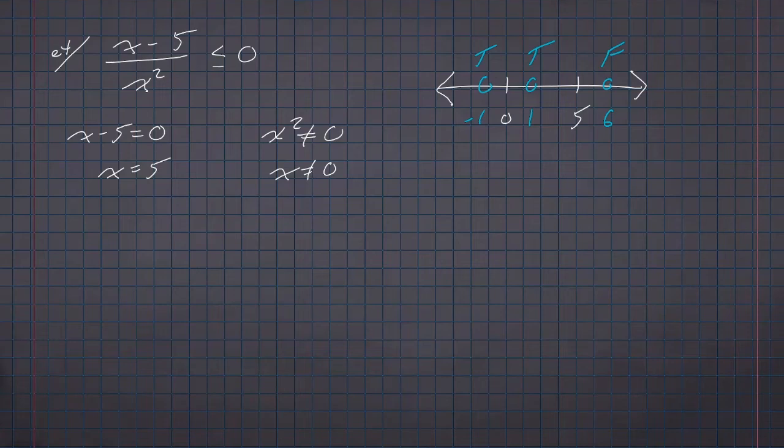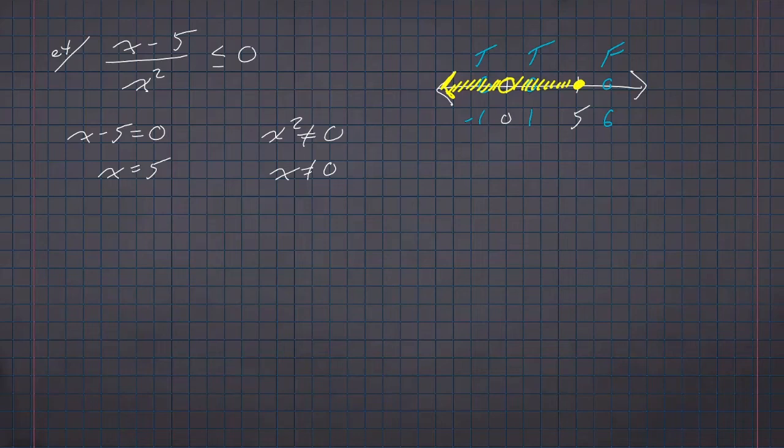So, shading in, we are interested in this part of the number line, and we're not interested in the part to the right. From what we said before, x equals 5 is a solution, so we'll fill that in with a closed circle. But x equals 0 is a place where the function is undefined, so we'll put an open circle there to remind ourselves we don't want to include that point.